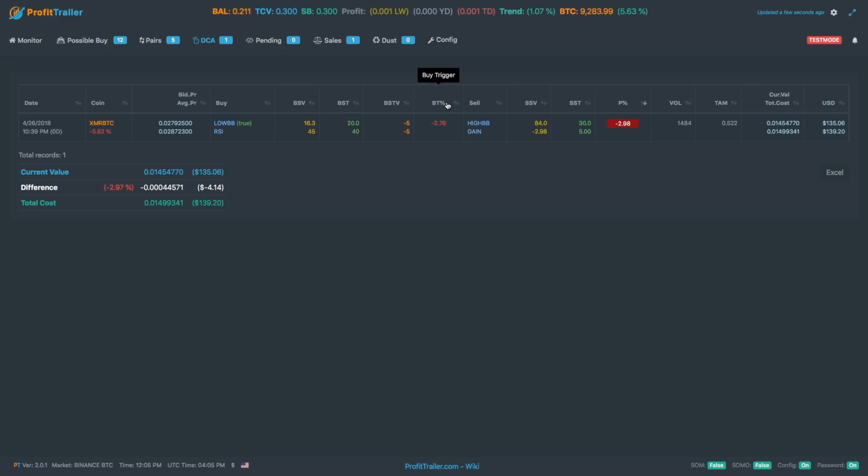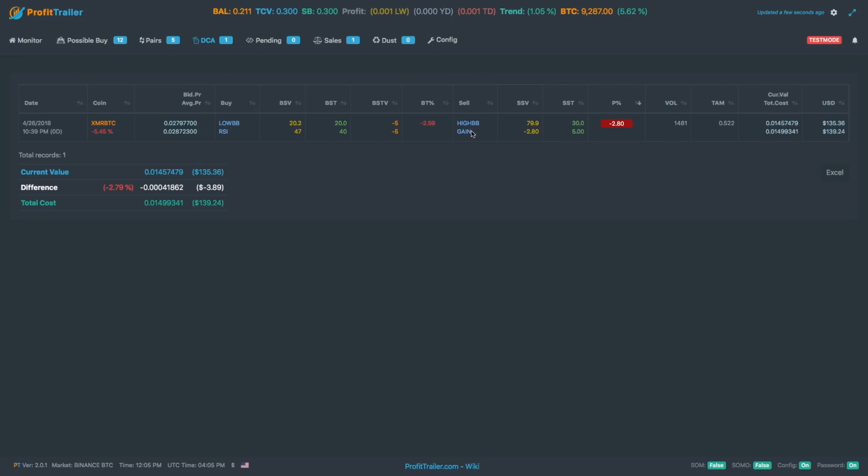So there's a lot going on right there. Your buy trigger, I believe, is the percent difference from your buy strategy trigger value that your current price is on this coin. So given where it is, how far is it from your buy strategy trigger value? That's what this should be displaying here.